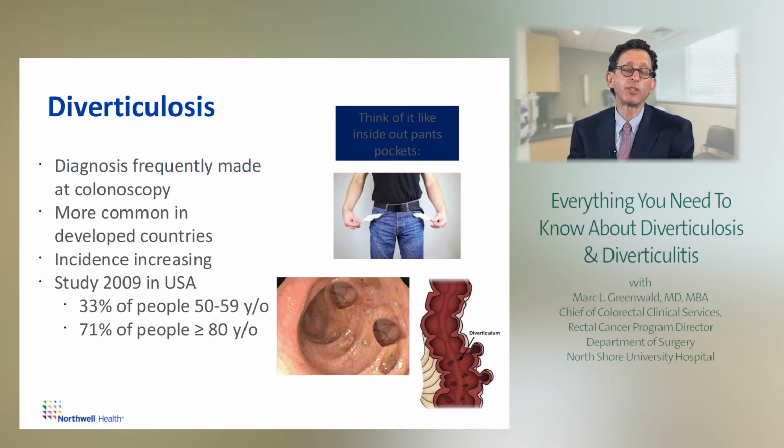It turns out that diverticulosis is increasing in the United States. The latest large study, and it's already over 10 years old, demonstrated in 2009 that 33% of people in the ages 50 to 59 have diverticulosis. People that are younger certainly have it, but the incidence is lower. By the time someone gets into their 80s, they have a risk of about 71% that they will have diverticulosis. So this does increase with age.